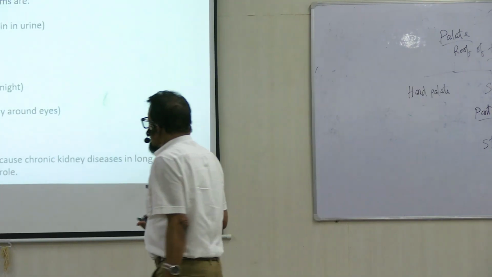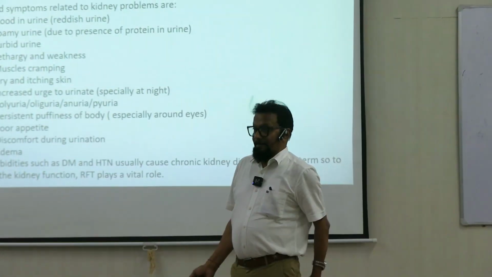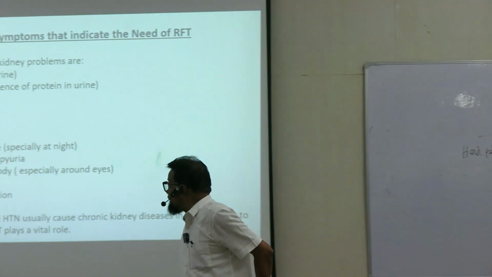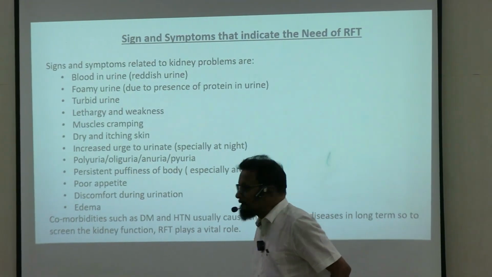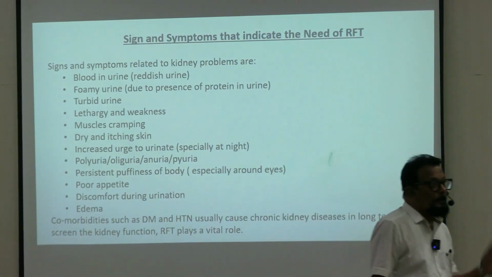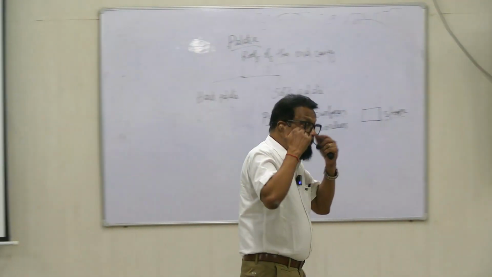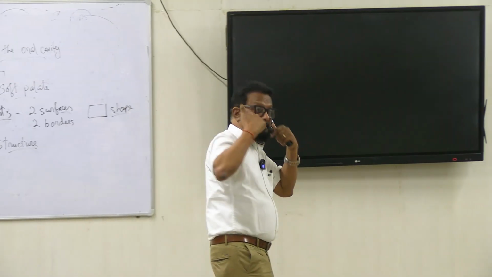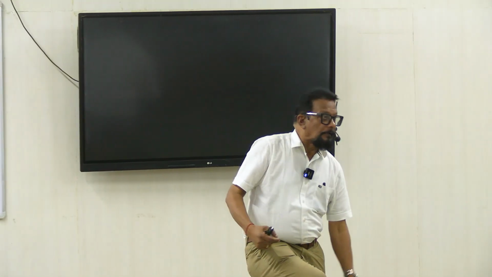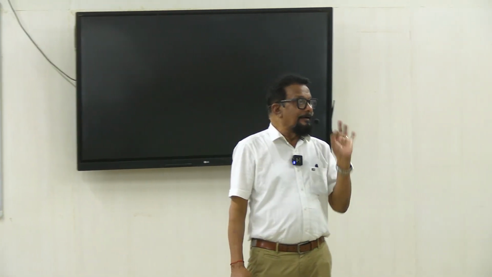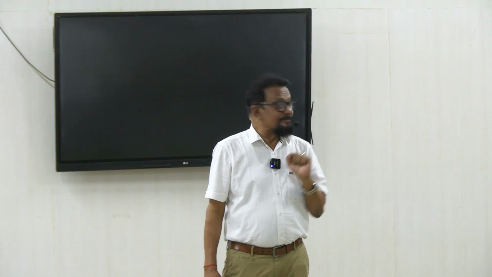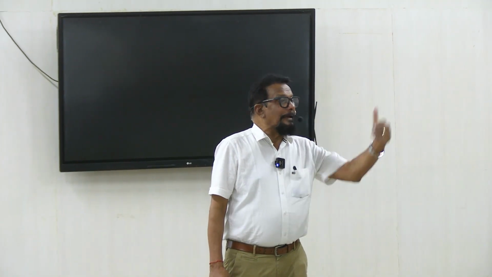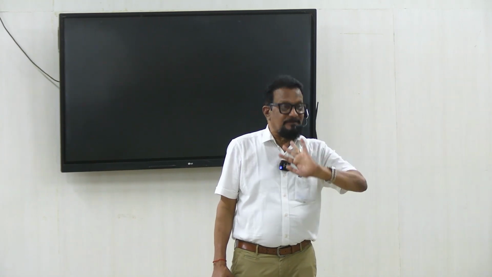Okay, so there may be poor appetite. There may be discomfort during urination. And there is a puffy face, particularly around or below the eyes, or there is pitting edema. These are indications that somebody may be suffering from renal diseases. So immediately you will advise a kidney function test, a renal function test.